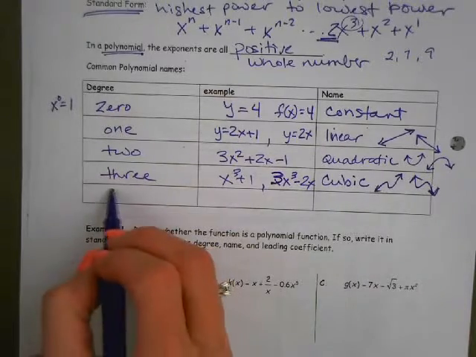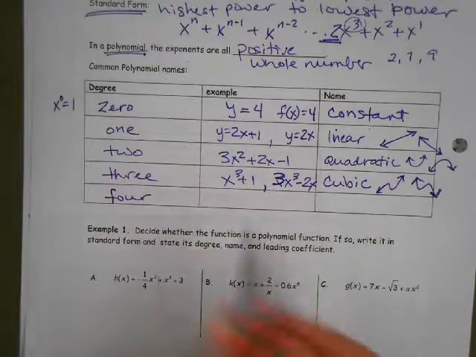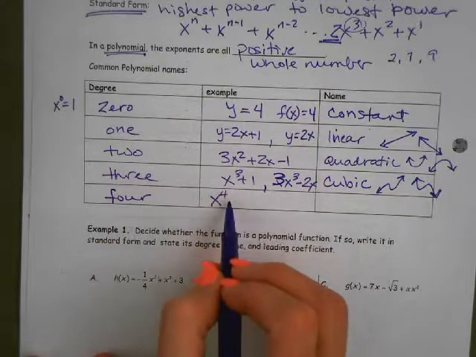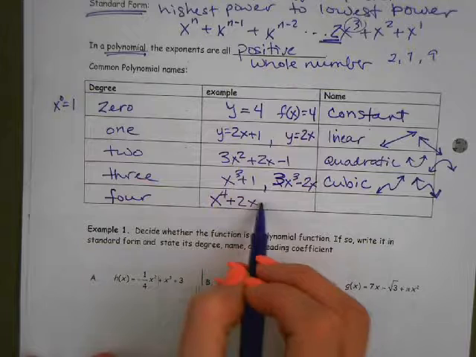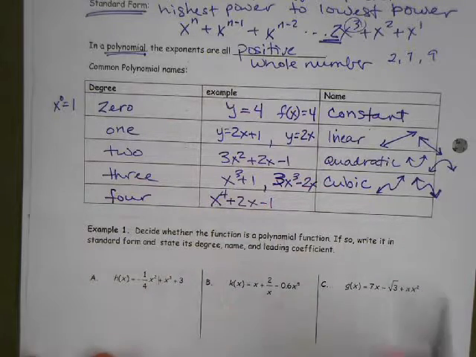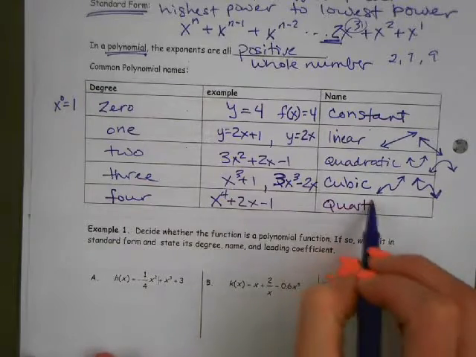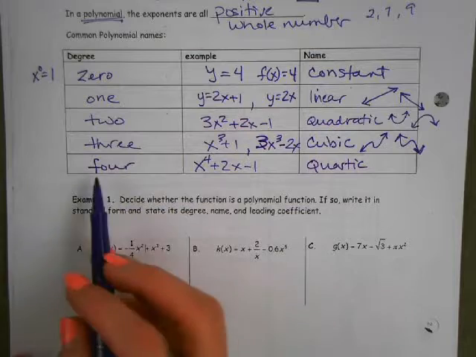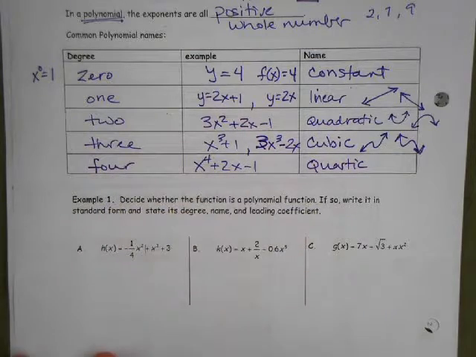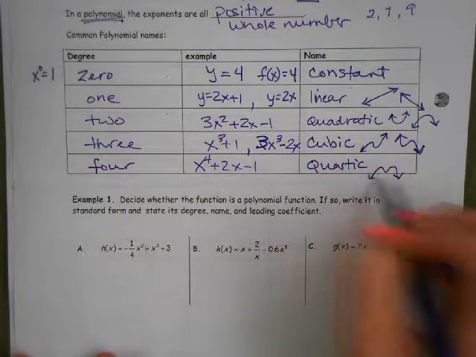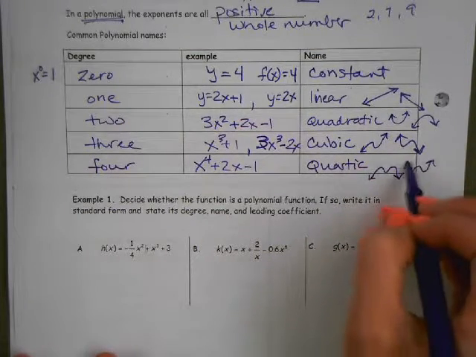And then finally we have a degree of 4. So what's my highest exponent going to be? X to the 4th plus, let's say, 2x minus 1, something like that. That's an example. We call this a quartic. So if I have the highest degree of 4, that's called a quartic polynomial, and this would look something like this, or this.